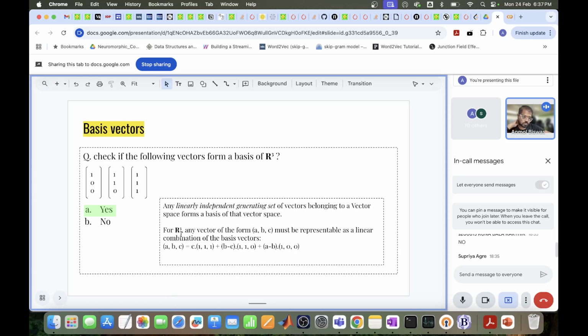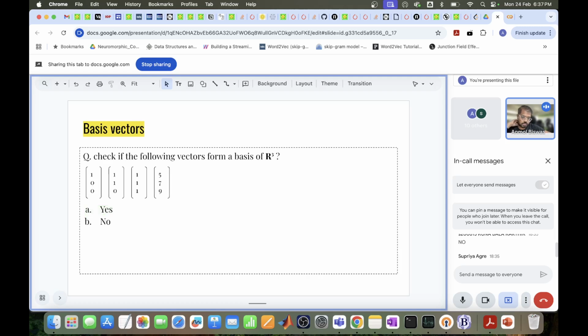So, for any ABC, we can write something like this. And this is nothing but a vector in R3, right? Which means that obviously this vector can be expressed as a linear combination of these three vectors. Which means that this set of four vectors is obviously not linearly independent, because you can express this as a linear combination of these three. Very straightforward.